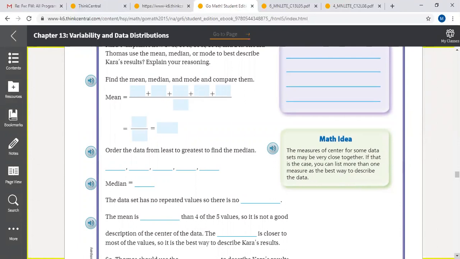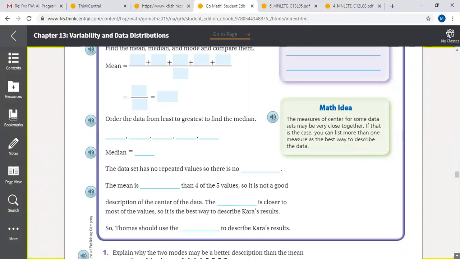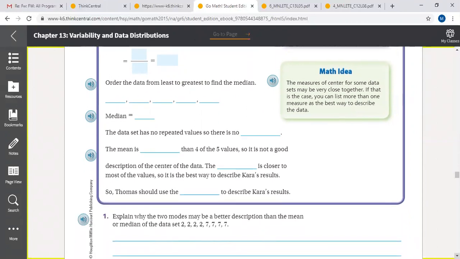The mean is less than 4 of the 5 values, so it's not a good description of the center of the data. The median is closer to most of the values, so it's the best way to describe Kara's results. So Thomas should use the median.